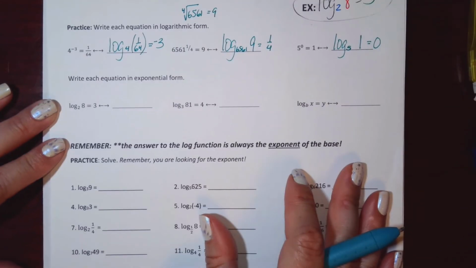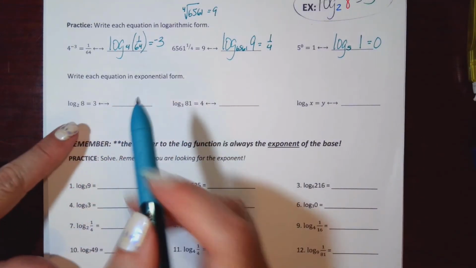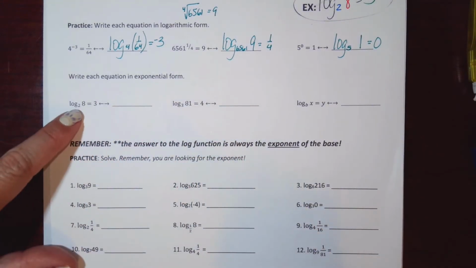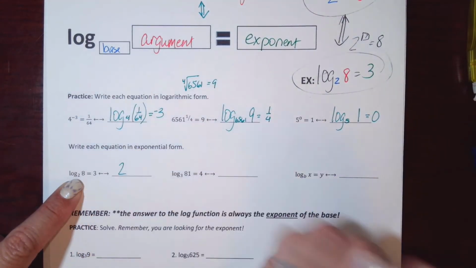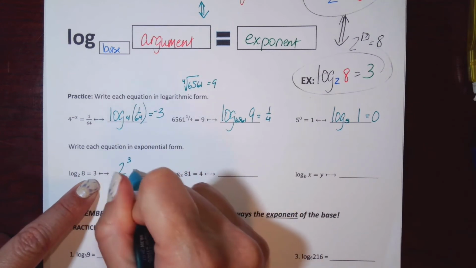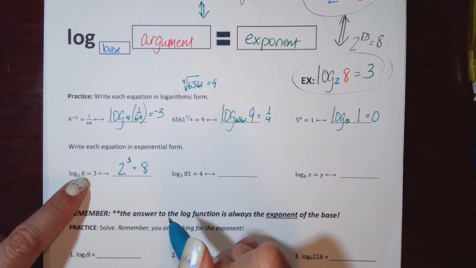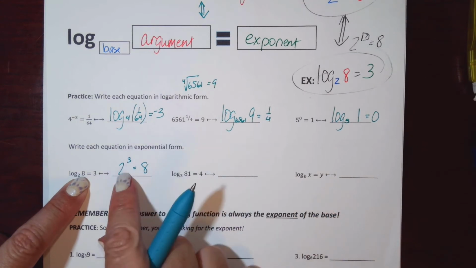Let's see if I can get that a little more clear. We're given the equation in log form. We want to put it in exponential form. So what is your base? Well, in log, the base is that subscript right there. The base is 2. The answer to the log statement is the exponent. So the 3 goes here, and that's equal to, that makes this the argument. 2 cubed is 8. Now we know that is true.